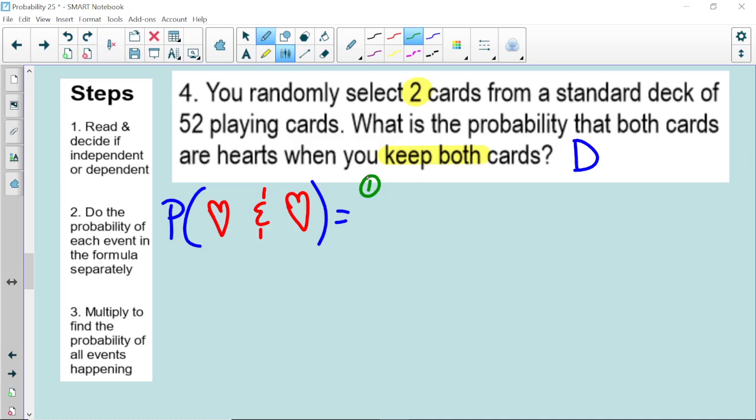Picking a heart. So I got my 52 cards. Shaylia, how many cards are hearts that you can pick from? 13. Out of how many total cards? So the chance of getting a heart the first time is 13 out of 52. 13 chances out of 52 of getting the heart.